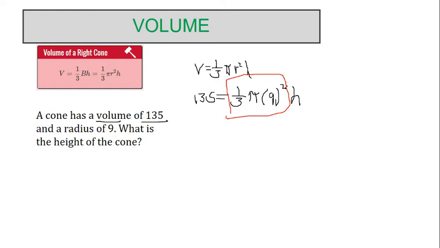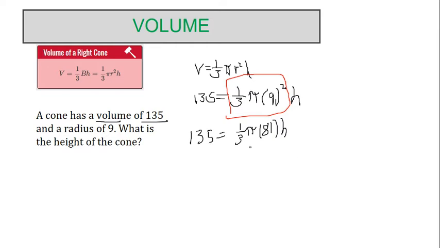And I have to square the 9 first. So remember, this does mean 1/3 times pi, and that's 9 times 9, not 9 times 2. And so 9 squared is 81, times the height. That equals 135.